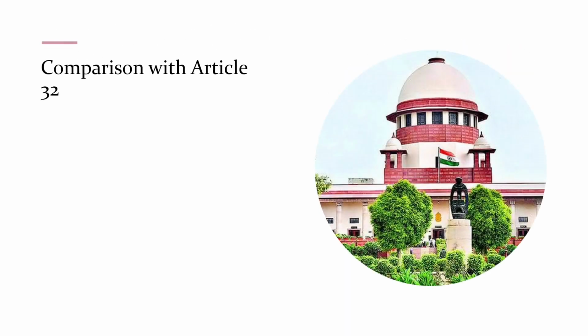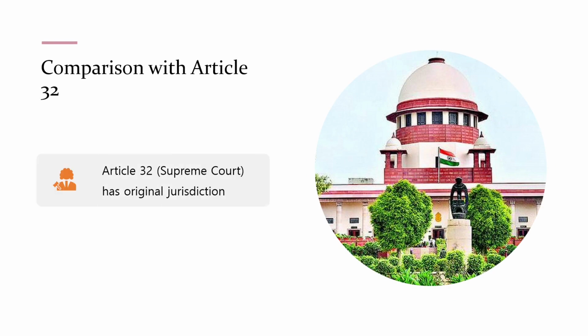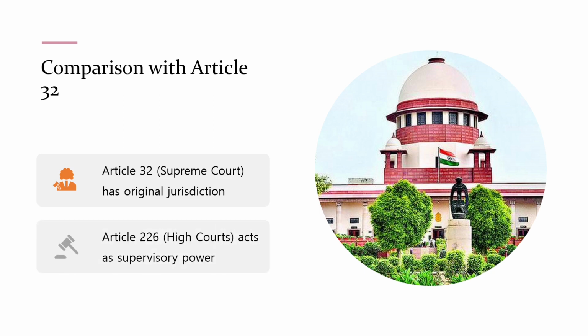Comparison with Supreme Court's power under Article 32. While both Article 226 and Article 32 empower the High Courts and the Supreme Court respectively to issue writs, there exists a subtle distinction between their jurisdictions. Article 32 provides the Supreme Court with original jurisdiction, meaning it can directly entertain writ petitions. In contrast, High Courts exercise their writ jurisdiction under Article 226 as a supervisory power, meaning they can intervene in cases where lower courts or tribunals have made mistakes or acted illegally.